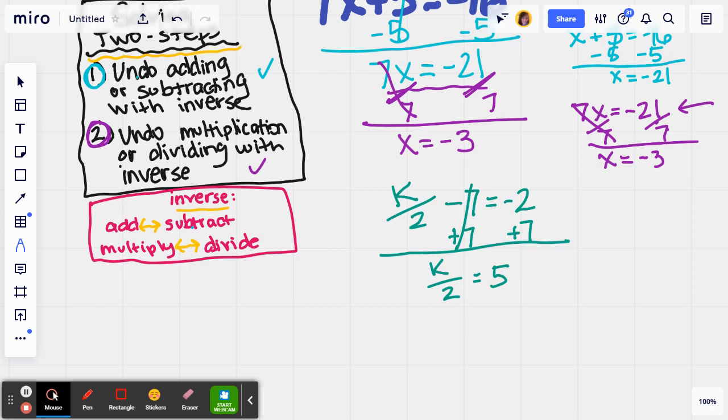All right, second step. Second step says undo multiplication or dividing with the inverse. What do I see here? I see dividing. What's the inverse of dividing? Multiplying. Okay, so I'm going to multiply both sides by 2. These are going to cancel, and I get k equals 10. Okay, so there's a little bit of extra help, hopefully, about two-step equations for you.